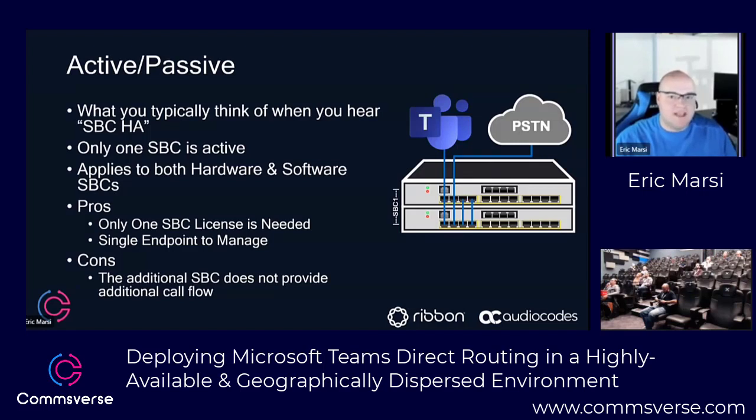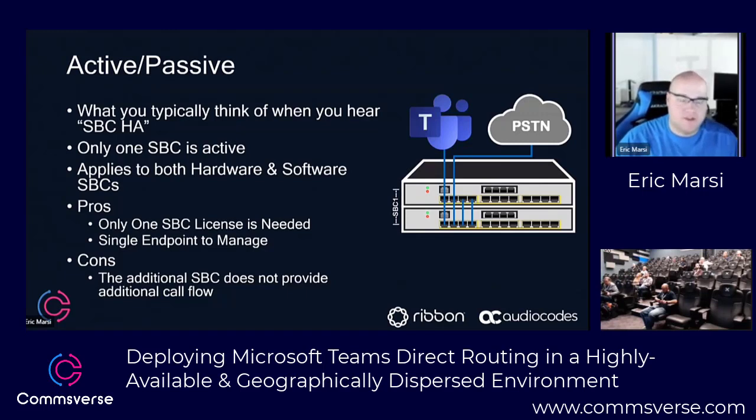Only one SBC is active at a given time. So you have either 2 physical appliances or 2 software appliances. Now, what would be a pro of doing this? Only one SBC license is needed in this topology. So if you want high availability without spending additional money for additional concurrent sessions or additional features on the SBC, a single license would be able to span across both boxes, depending on how your vendor sets that up.